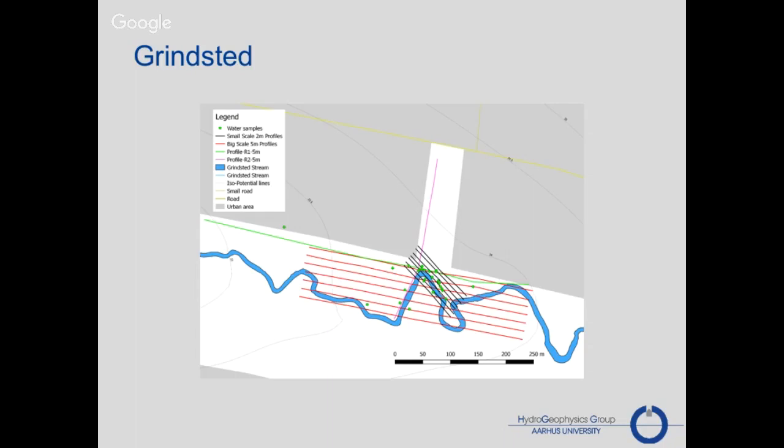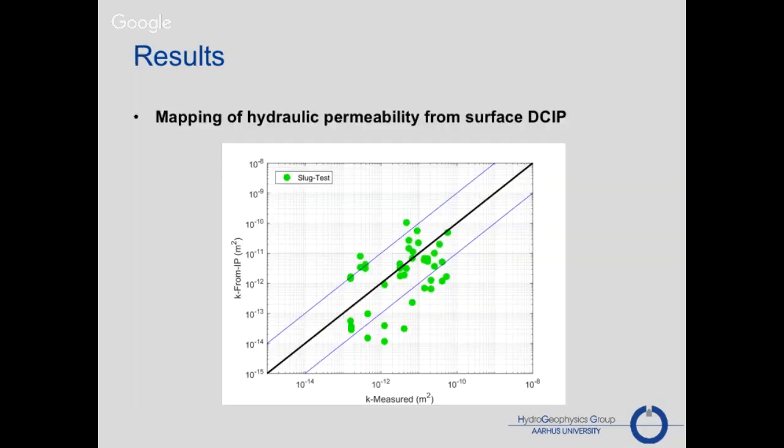So now we have 14 profiles, 5 meter spacing in this long one, and 2 meter spacing in the short one. Gradient array to the inversion, and then this is K from IP versus K measured on 89 slug tests. And again, my claim is that we're doing a good job. And now I'm going to show you where the good ones come from and where the bad ones come from.